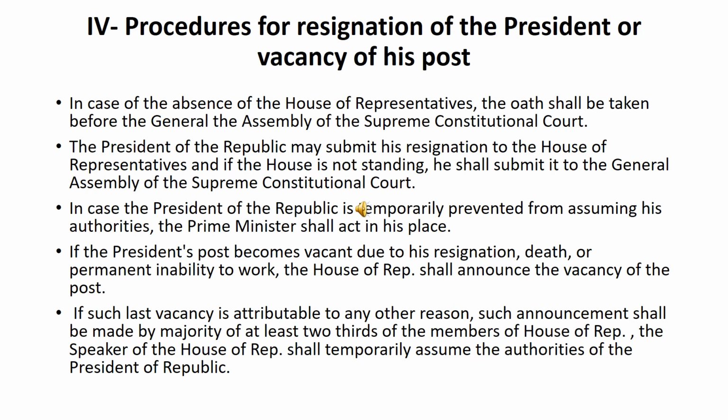So if the President cannot proceed with his work for a reason of inability, then the House of Representatives is going to announce that there is a vacancy in his post. And this must be decided by at least 2/3 of the members of the House of Representatives. And then the Speaker of the House of Representatives will be representing and filling the post of the President up to having new elections of the President.